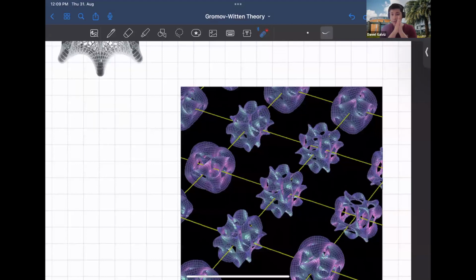forward of curves, and we define it to be the fundamental class beta. Okay, so this is how space-time looks like, where every point is a Calabi-Yau.